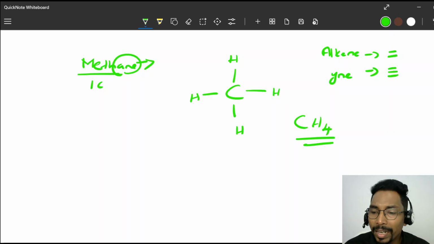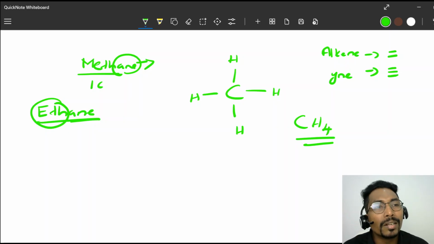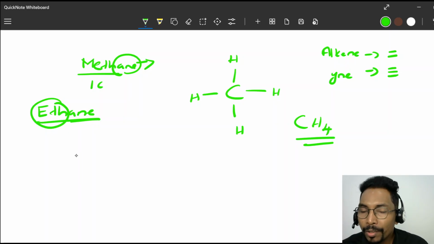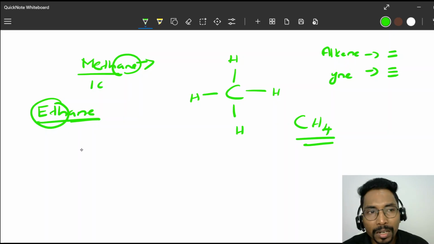If 2 carbon atoms are there, that will be ethane. Ethane. So again, eth means 2 carbon, ANE for saturated hydrocarbon, alkane. So what you have to do first is check the name, check the word root. How many carbon atoms are there? Then draw that much carbon atoms.